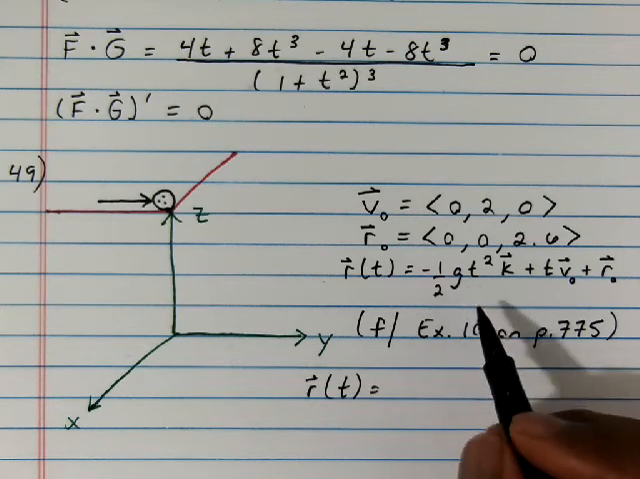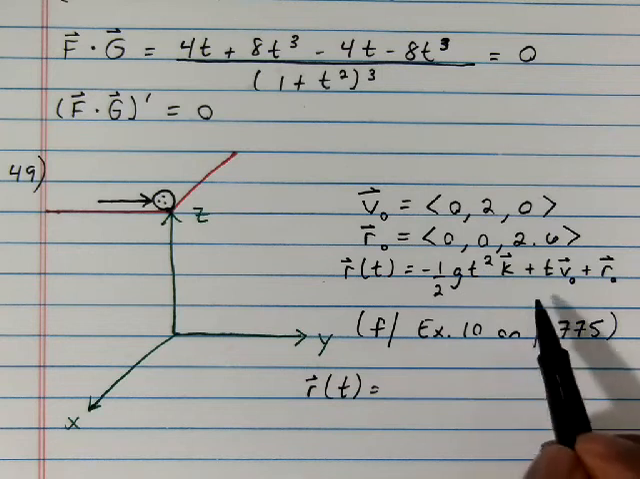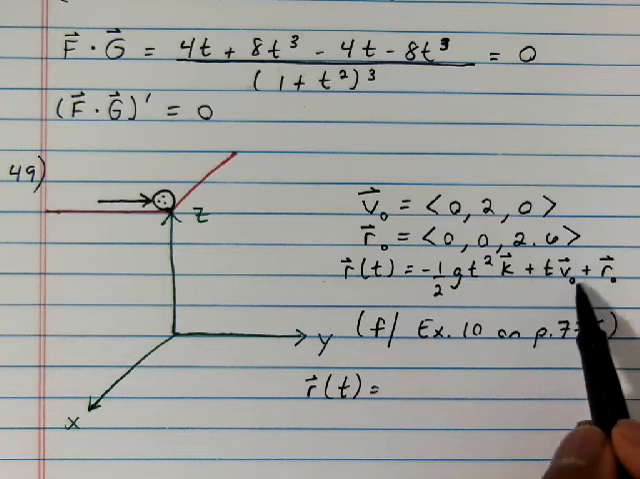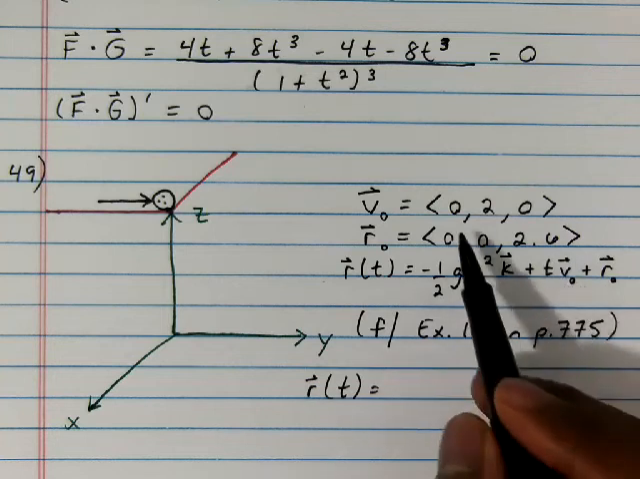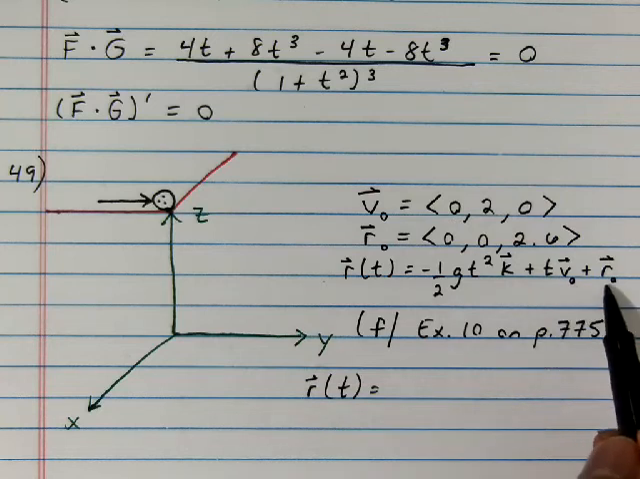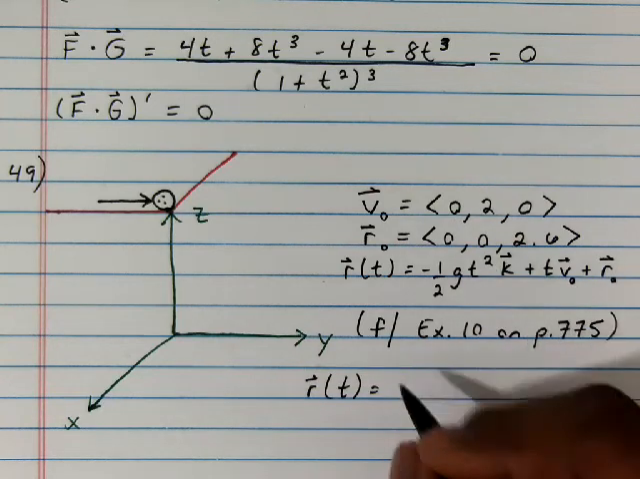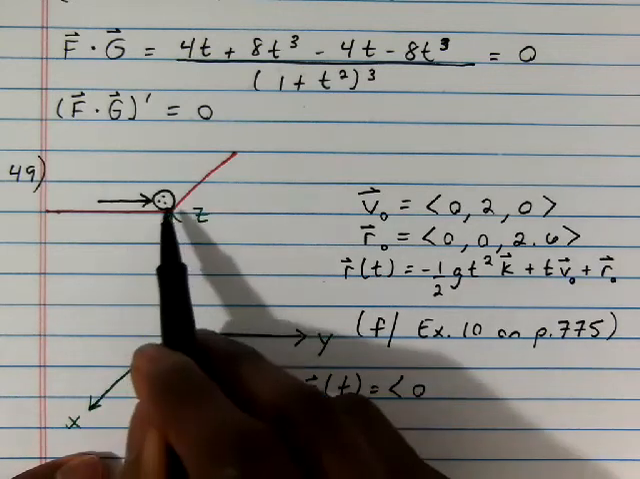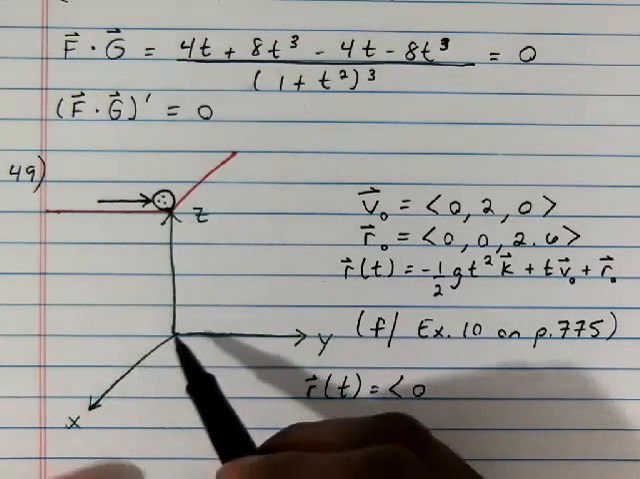All right, so now let's look at our vectors. There are no i components here. The i component in velocity is 0, times t, so that's going to be 0. And then the i component here is 0. So in our r of t, we get 0 for the i component, which makes sense because nothing in our picture is moving in the x direction at all.